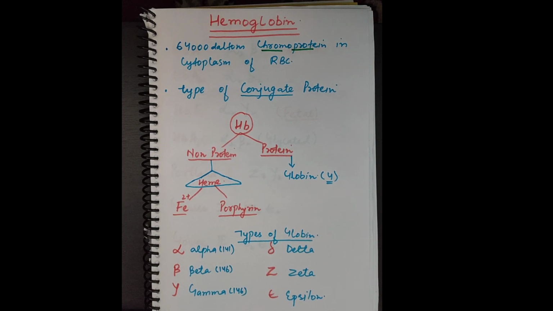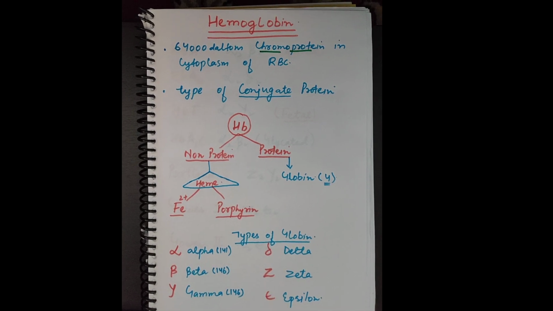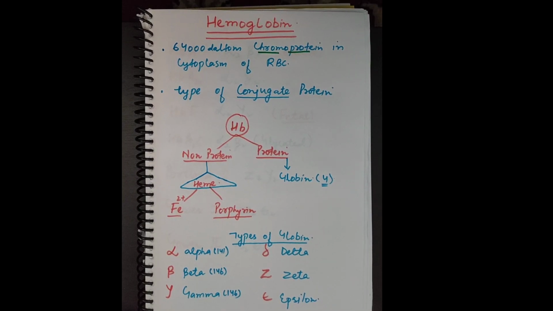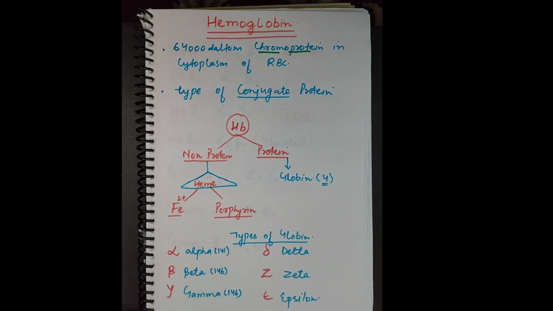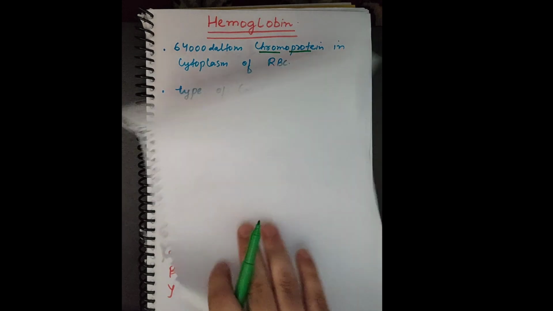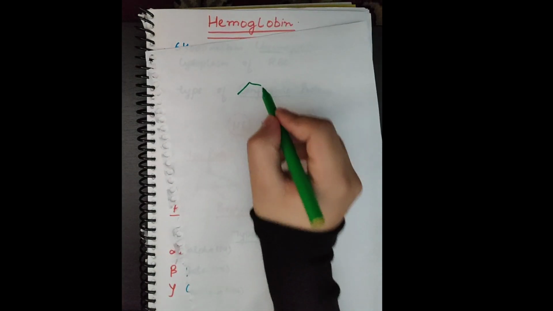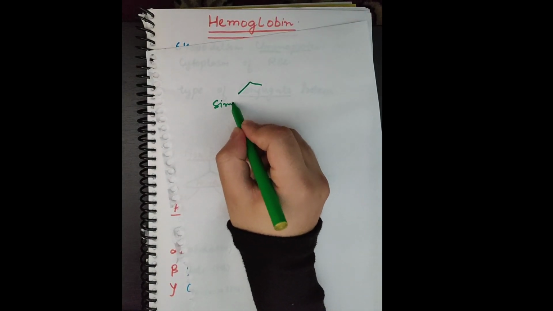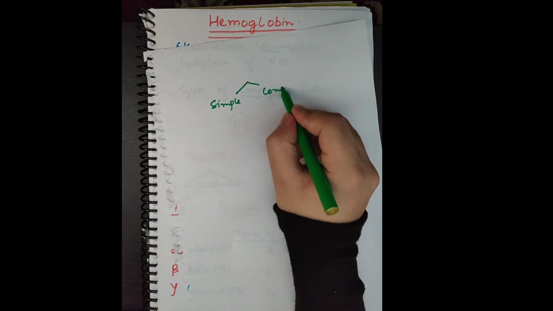hemoglobin को chromoprotein इसलिए कहा जाता है क्योंकि इसकी वजह से RBC का कलर रेड है. Okay, so this is a chromoprotein. Hemoglobin is a type of conjugate protein. What are conjugate proteins? See, we have two kinds of proteins. We have simple proteins and we have conjugated proteins.